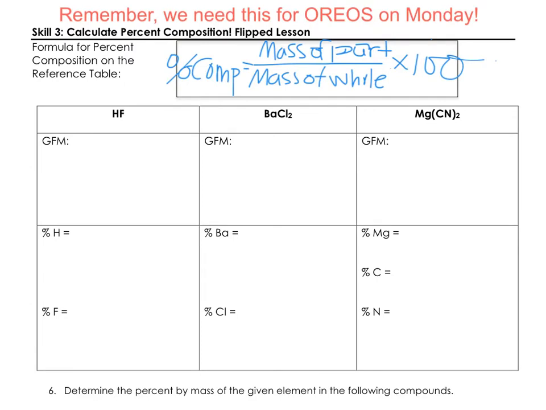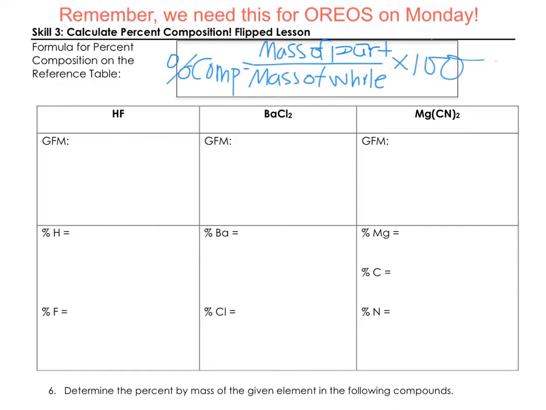Alright, so ladies and gentlemen, I have written up here the formula, once again, right from your reference table. The percent composition equals the mass of the part over the mass of the whole times 100. So in order to use this formula, what we first need to figure out is the gram formula mass of our compound, because primarily when you're given a percent composition problem, you're going to be asked about a compound. For example, if I have HF, meaning hydrogen fluoride, how much of that composition by mass is hydrogen and how much of it by mass is fluorine? And so to do that, we first need to be able to do gram formula mass.